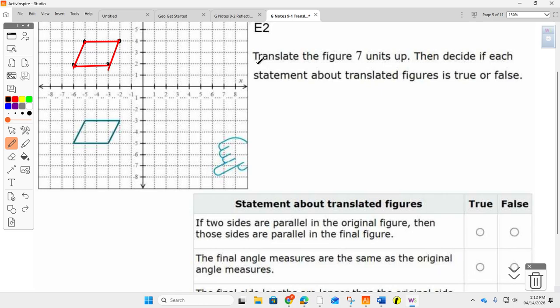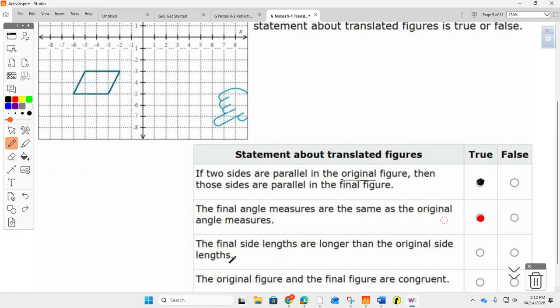And we said the translation is rigid or non-rigid? Rigid or non-rigid? Non-rigid. So that means the shape is not going to change, right? Side lengths won't change, the angles won't change, the size or shape won't change. So if 2 sides are parallel in the original figure, then the 2 sides are parallel in the final figure. We can see these 2 sides are parallel, they're still parallel, right? So that's true. The final angle measures are the same as the original angle measures. We didn't change the shape or the size, so that one's true.